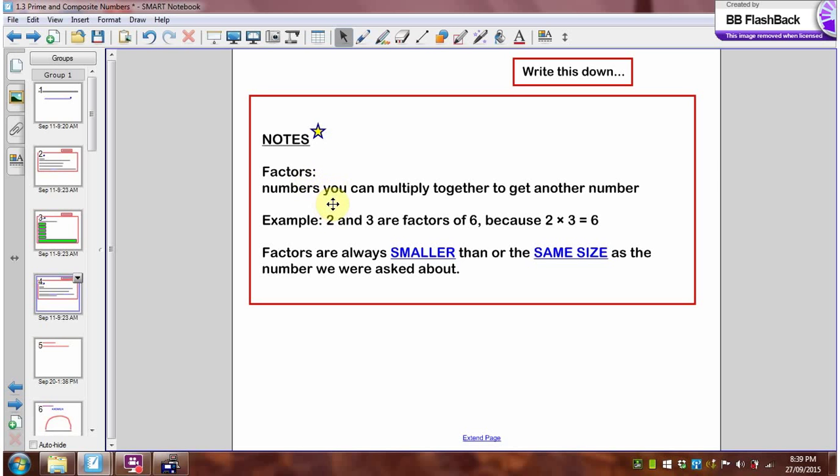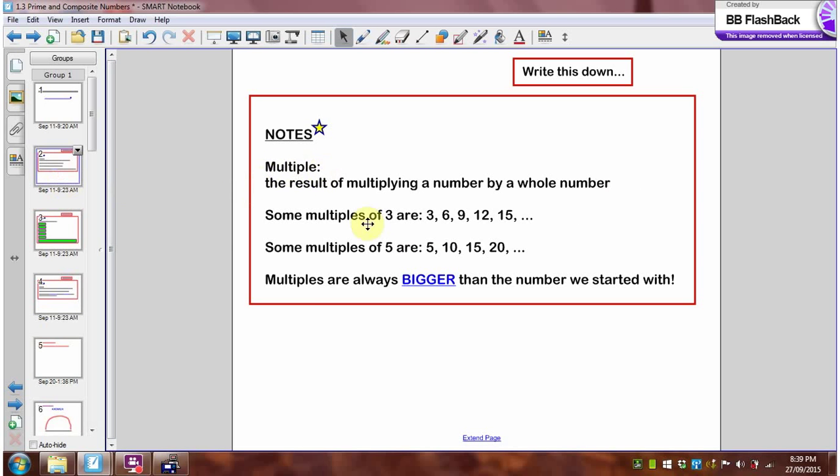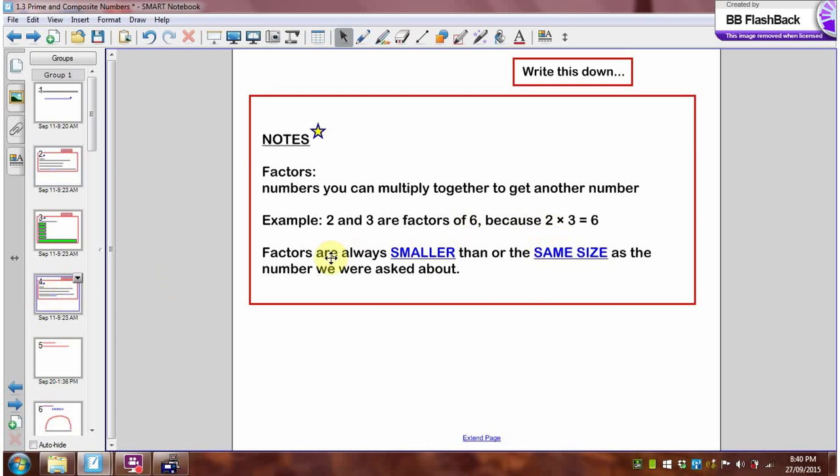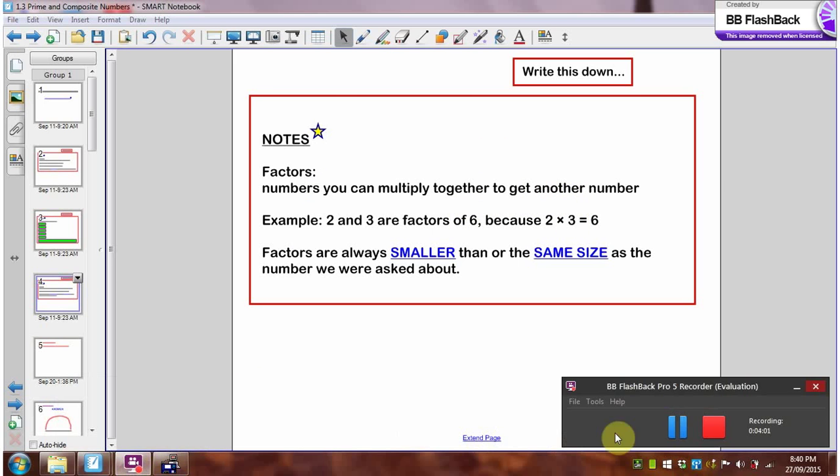Okay, factors are numbers you can multiply together to get another number. So for example, 2 and 3 are factors of 6, because 2 times 3 is 6. So it's numbers that you can multiply together to get another number. So we said that multiples are always bigger than the number we started with, whereas factors are always smaller than or the same size as the number we were asked about. So you can see we're asking what are the factors of 6. There are 2 and 3. Okay, so pause the video and make sure you have that note down. Press play when you're ready.